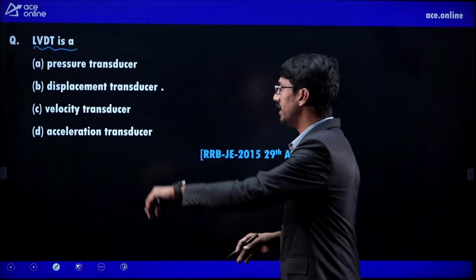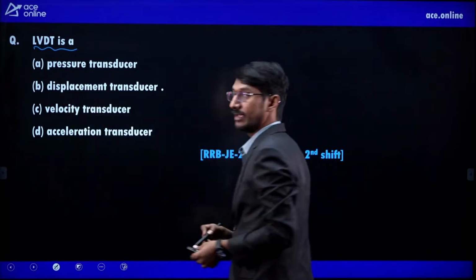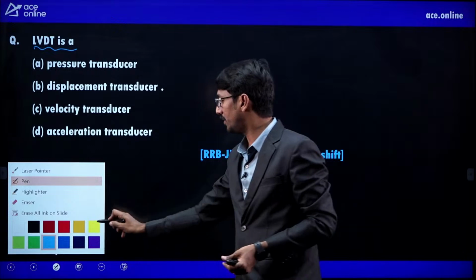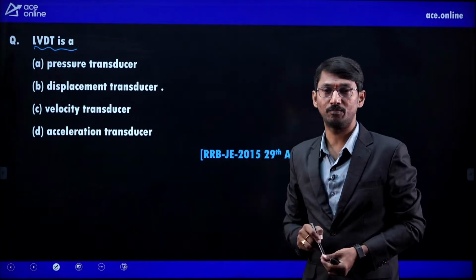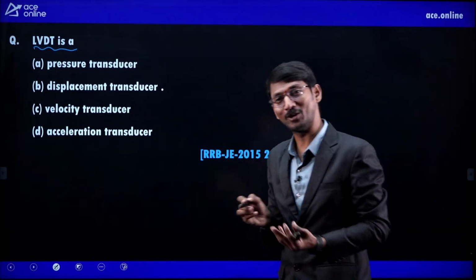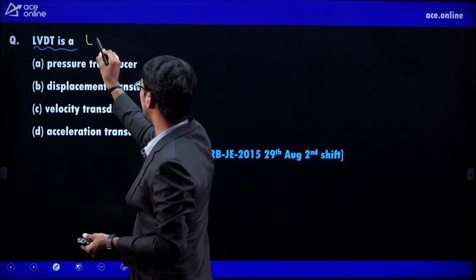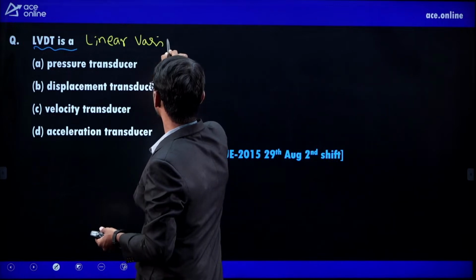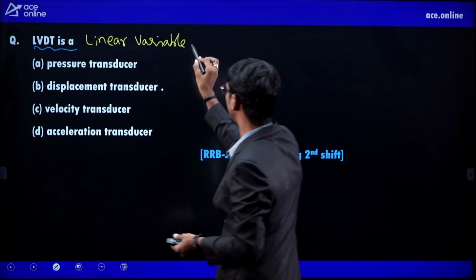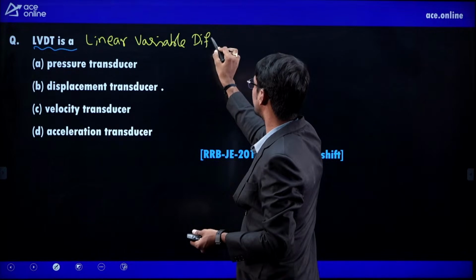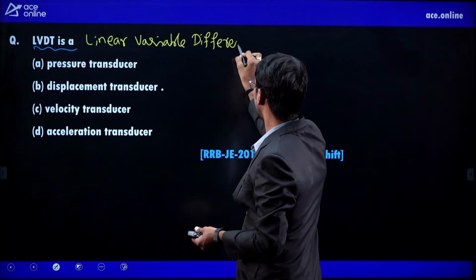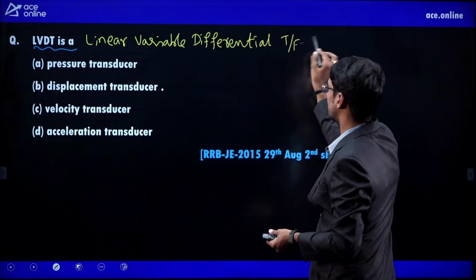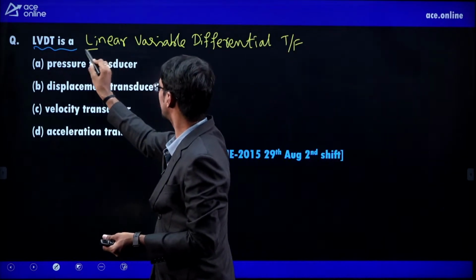LVDT is, now tell me what is this LVDT? I am writing the full form. In a few examinations they may ask for the full form or expansion of LVDT also. So: linear variable differential transformer. This is LVDT.